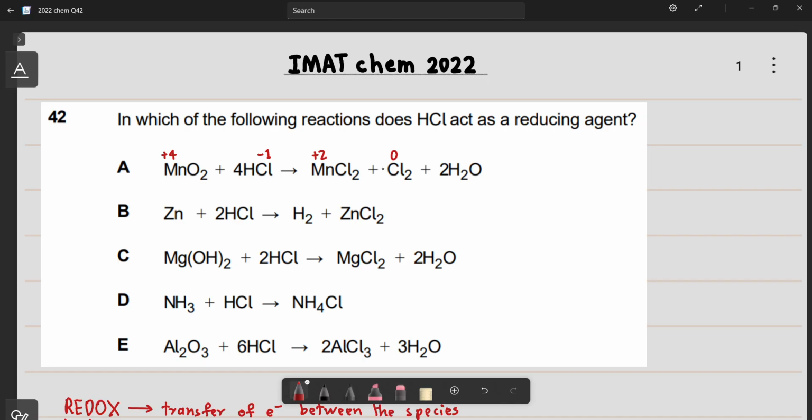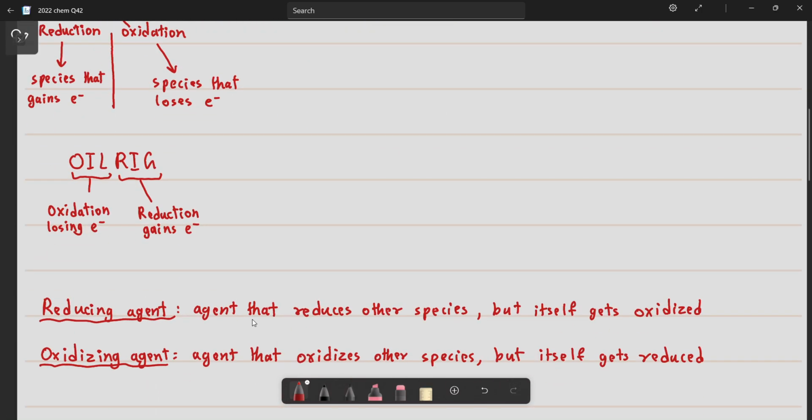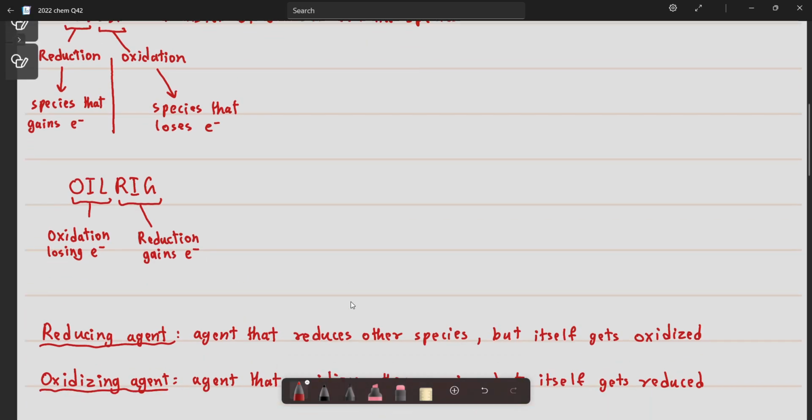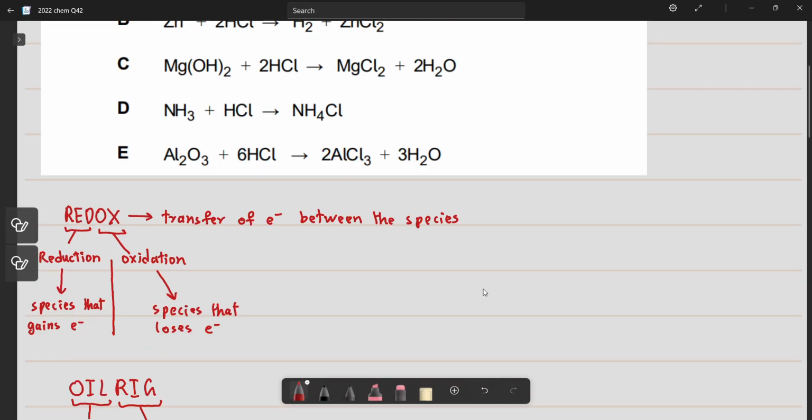Okay, so now what happened is HCl here acts as a reducing agent. Why is that? Because it itself lost an electron. That's the definition of a reducing agent: it itself gets oxidized. As I said, oxidized species means they lost an electron while they cause the other species to gain electrons. So that's reduction for the other species.